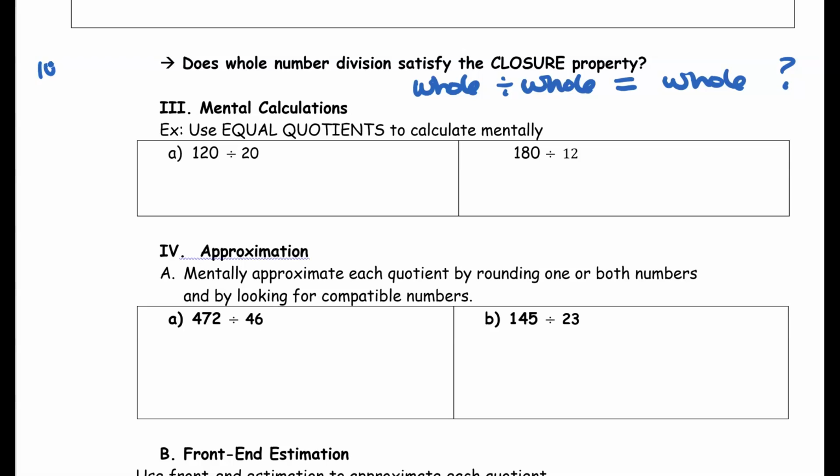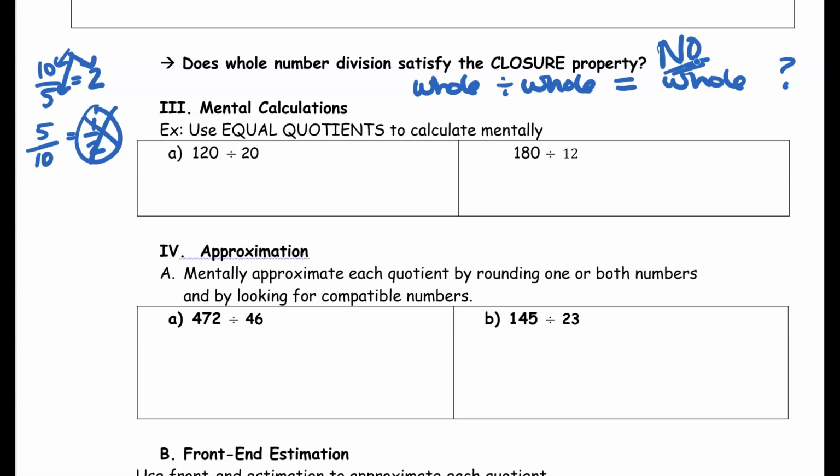So for example, 10 divided by 5 is 2. So whole number, whole number, whole number, it works. What about the other way around? 5 divided by 10. That's 1/2. Is 1/2 a whole number? It is not. So we say no, division does not satisfy the closure property.